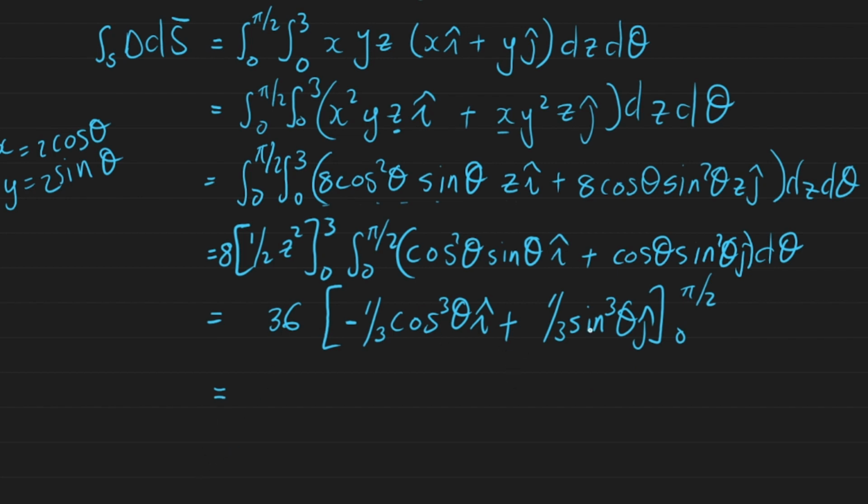So it's a fairly simple matter just to substitute these things in. The cos of pi over 2 is 0, and let's just do this first. Bring the 1 over 3 in front, so 36 divided by 3 is 12. So cos of pi over 2 is 0, and then sine of pi over 2 is 1, so we have j. And putting in 0 there, we have cos of 0, which is 1, and then minus and minus gives us a plus, so we're left with i. So this is our final answer, finding the surface integral of the product of the scalar function and vector area.